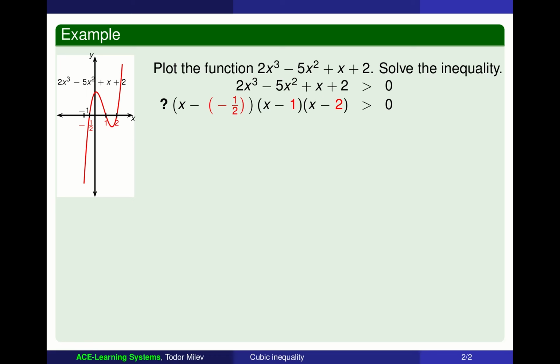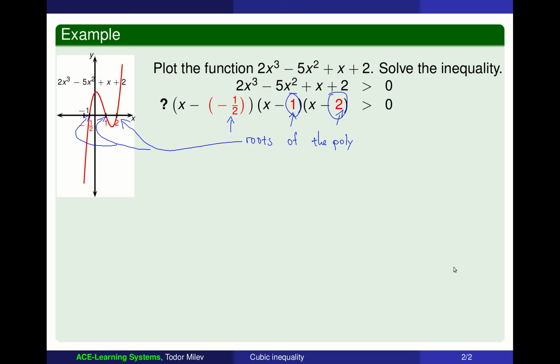I'm sure you guessed it correctly. What you need to put in these positions are the roots of the polynomial. So these are the places where the graph of the function intersects the x-axis. So the numbers that I'm putting here are the places where the graph of the function meets the x-axis, the x-coordinate of those points.